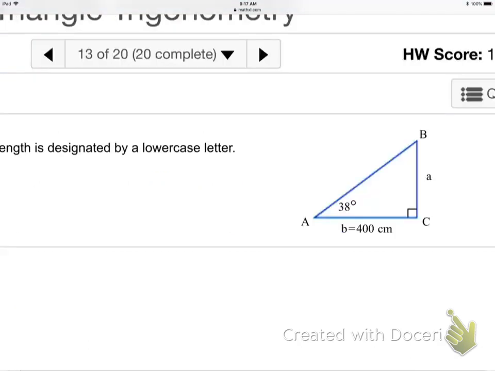I'm glad to help. All right, so they want me to find side A. This is question number 13. They want me to find side A over here in that triangle, given that information.